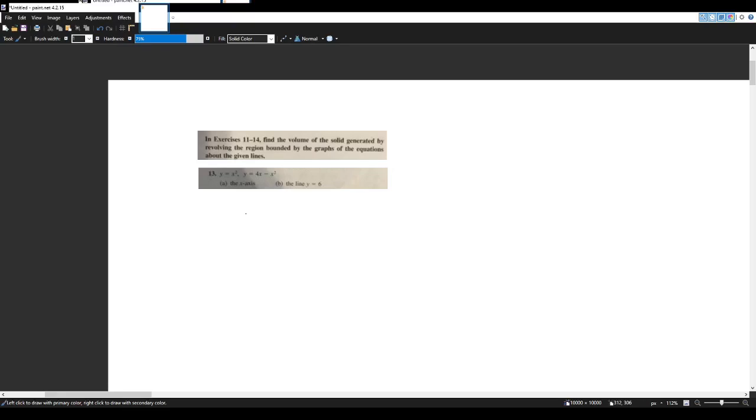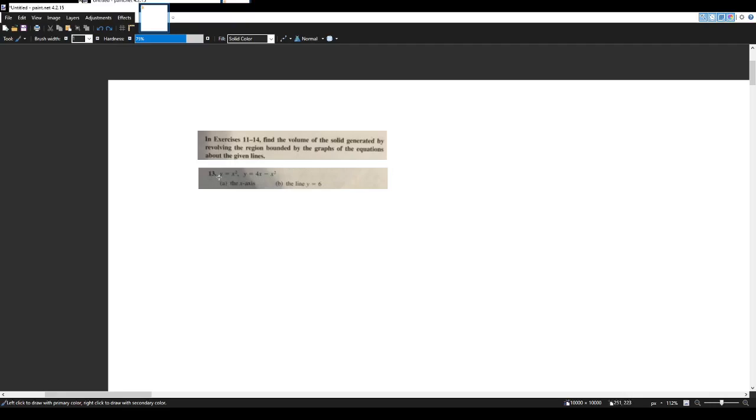This one is also from yesterday's homework. This is Calculus 8th edition, section 7.2, problem 13. Find the volume of the solid generated by revolving the region bounded by the graphs of the equations about the given lines. This is one of those things where you start with the graph and then rotate the whole graph around the x-axis, and you create a whole solid of revolution. So that's what we're doing right now.